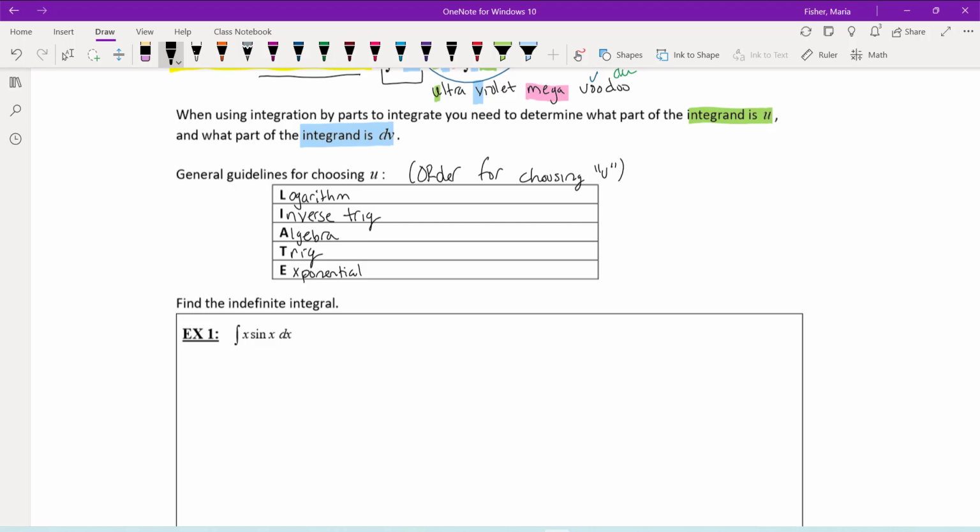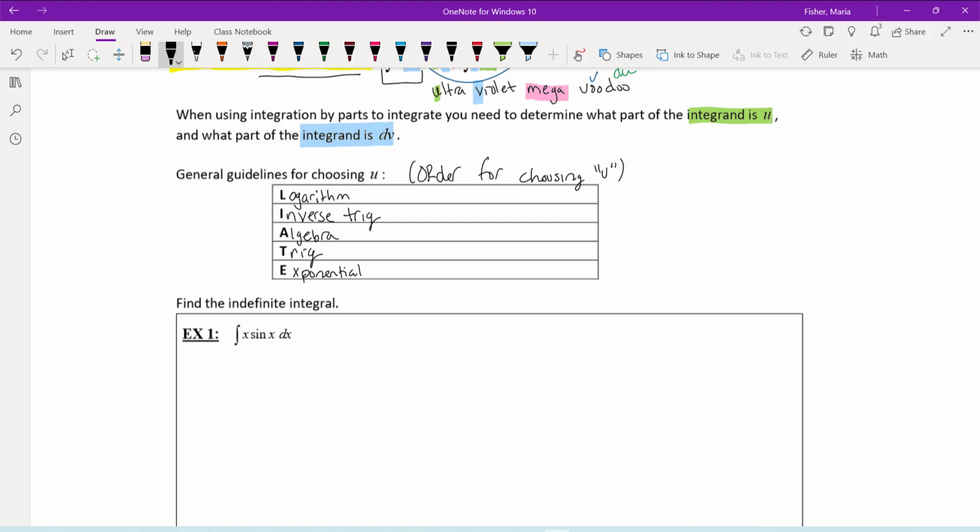So we use the mnemonic LIATE to help us remember that first we choose logs. If there's no logs, then we choose inverse trig. No inverse trig, then algebra. No algebra, then trig. No trig, then exponentials. And that's the order that we're going to use for choosing u. And like I said, it works about 98% of the time.